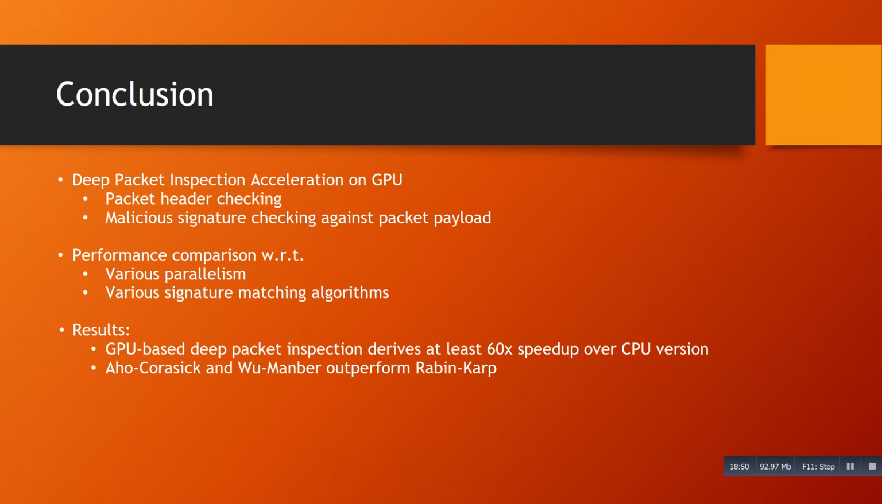So we conclude that we performed packet acceleration on the GPU for packet header checking and malicious signature checking against the packet payload. And we performed a performance comparison with respect to various parallelism approaches and various signature matching algorithms. The results are that the GPU based deep packet inspection achieves at least 60 times speedup over the CPU version, and Aho-Corasick and Wu-Manber outperform the Rabin-Karp algorithm.